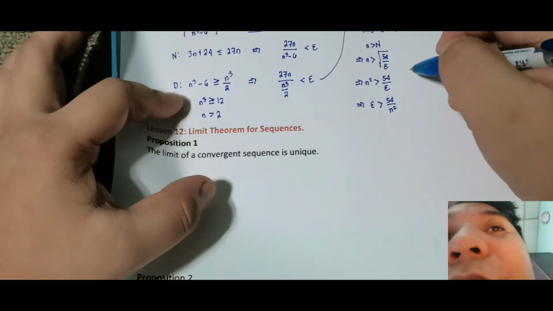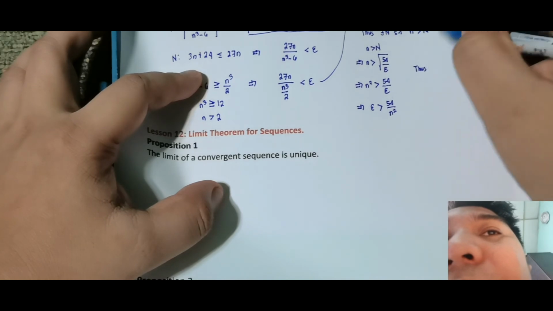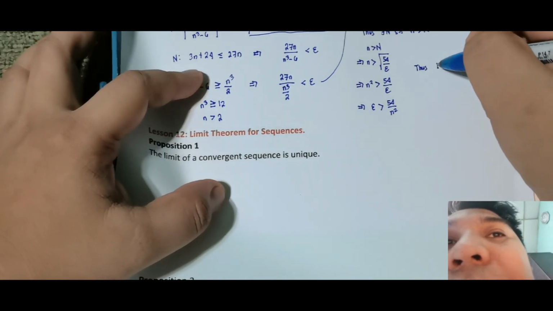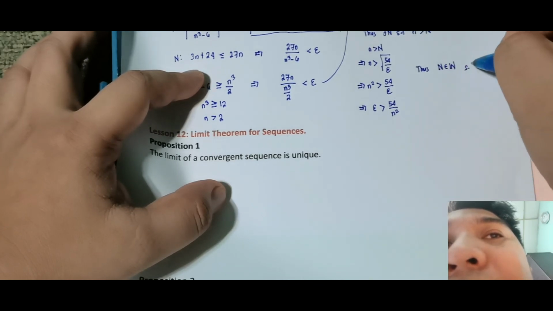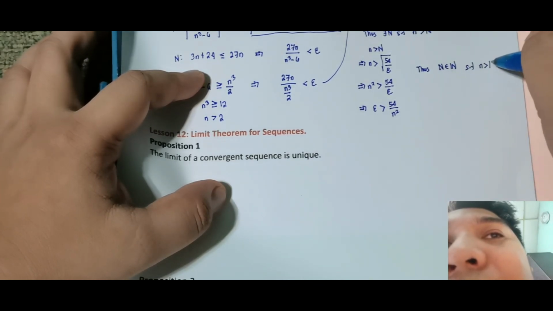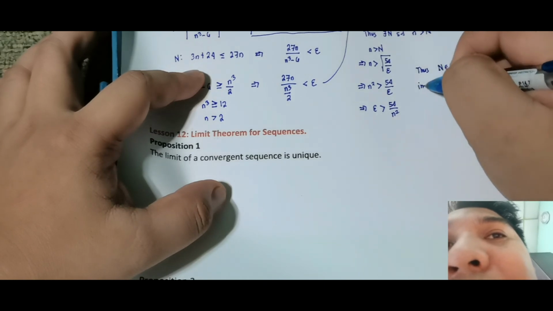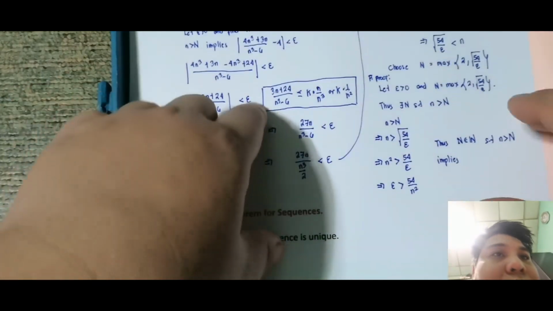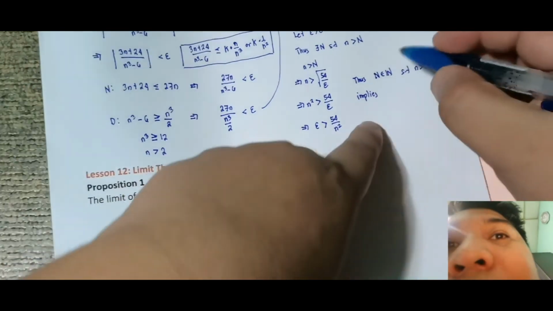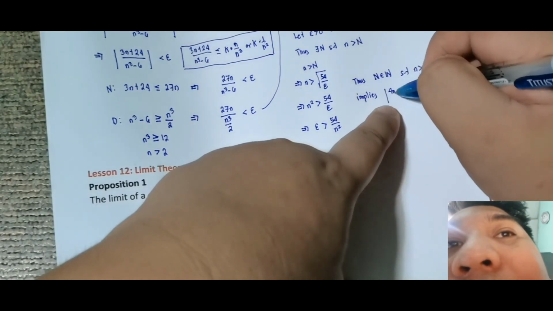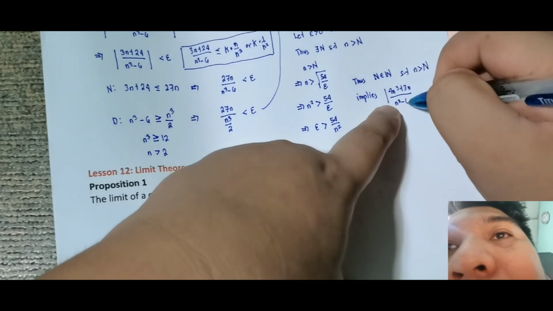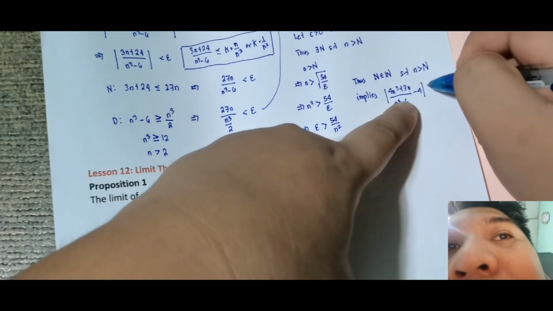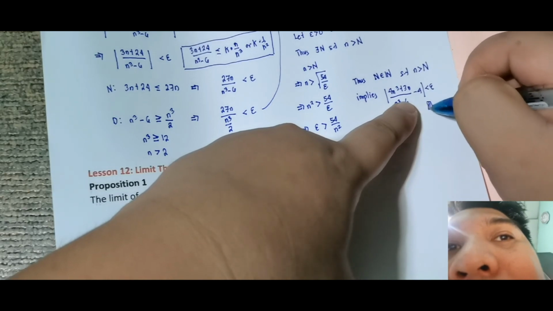Okay, so thus, for every epsilon, for every n element ng natural number such that n is greater than N, implies, lalagay ko lang yung itong part na sa taas na to, implies that the absolute value of 4n cube plus 3n over n cube minus 6 minus 4 is less than epsilon, and that is done.